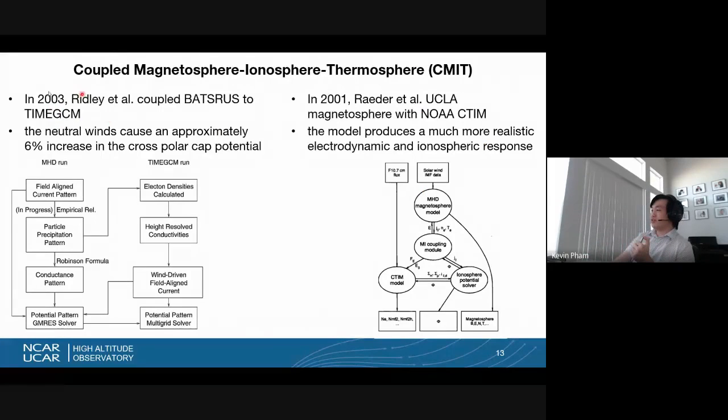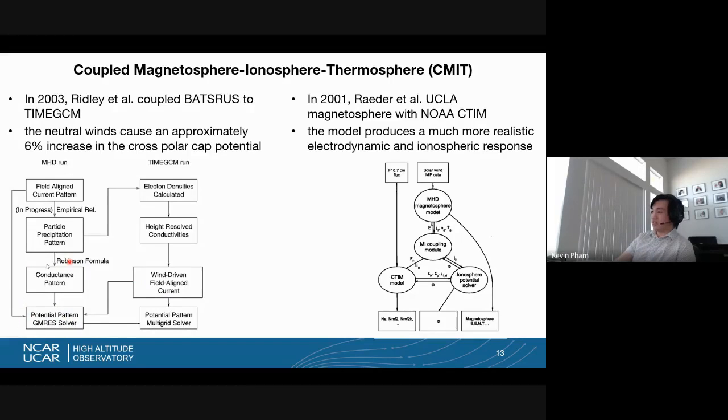So in 2003, Ridley et al. coupled BATS-R-US to TIME-GCM using this scheme here. What they took from TIME-GCM is that the MHD magnetosphere provides the particle precipitation pattern as well as the potential pattern to TIME-GCM. TIME-GCM uses that for its dynamics. It gets its field line current, neutral wind driven field line current, and then it passes that current over to the MHD to solve for the potential.